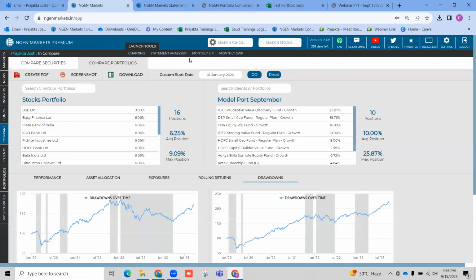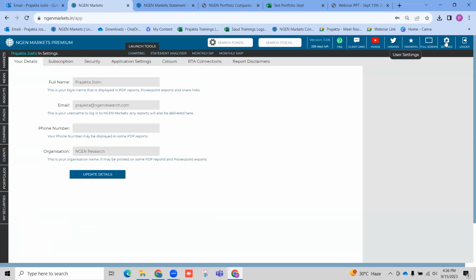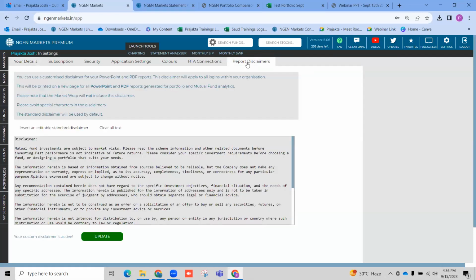Before we go ahead, I would just like to highlight that we have made a recent release wherein you can now customize the disclaimers that get generated on each of the PDF and the PowerPoint export options that you can make from NGEN Markets. For that, you just have to come to this settings icon. When you come to this settings, there is a last option called reports disclaimers, right? You click on this and you can actually put in a disclaimer of your choice. Let's say a RIA client has to comply with SEBI and specify some specific standardized disclaimers, right? So you can edit all of this.